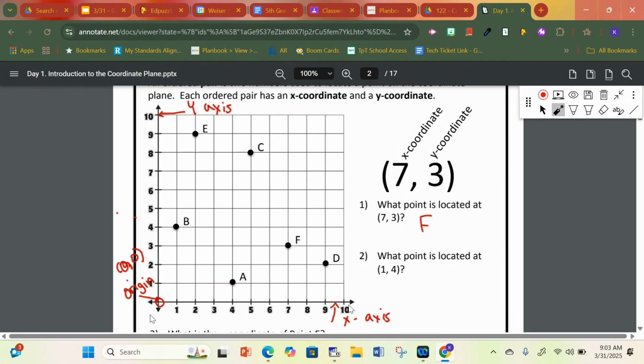Everybody with your finger, trace your x-axis. And it should look like this. So the very first point, I'm traveling along this axis. Okay, so what's my first point? 1. I'm traveling to 1. Did I just do my first one? Okay, my next one, I'm traveling up the y-axis. How many am I going up? 4. We go to B. Okay, so this is B. All right, good.